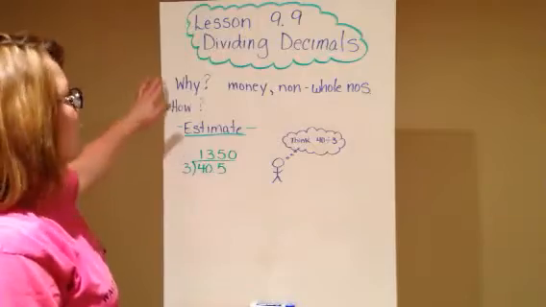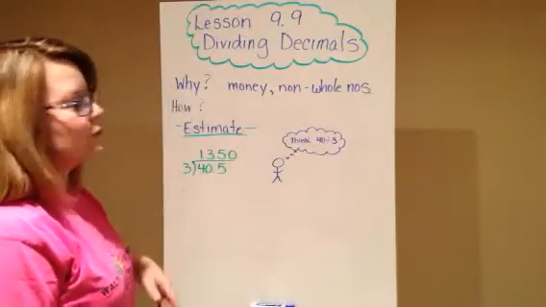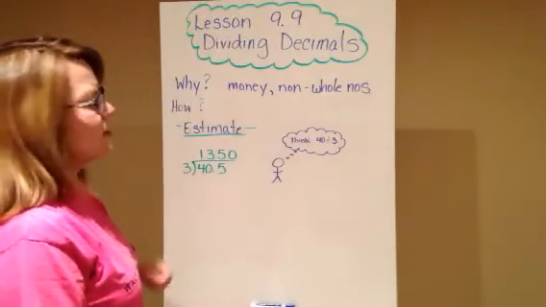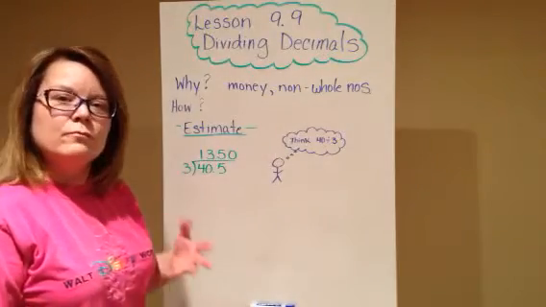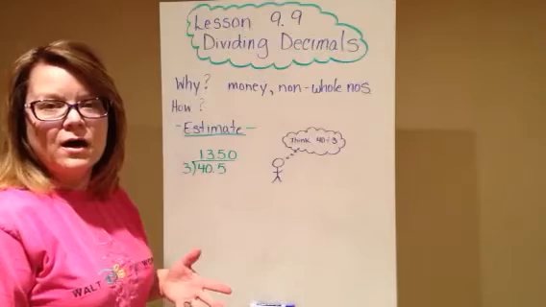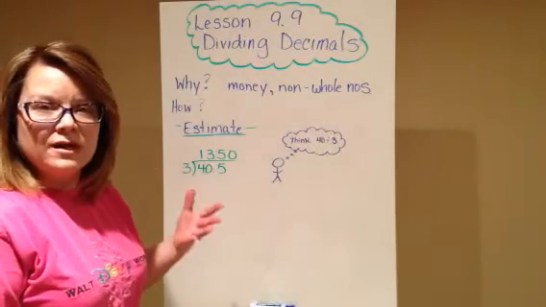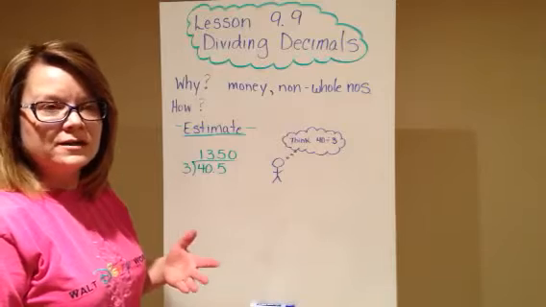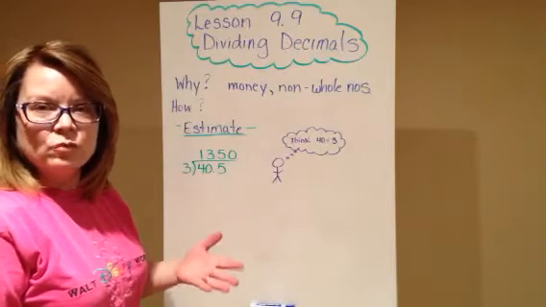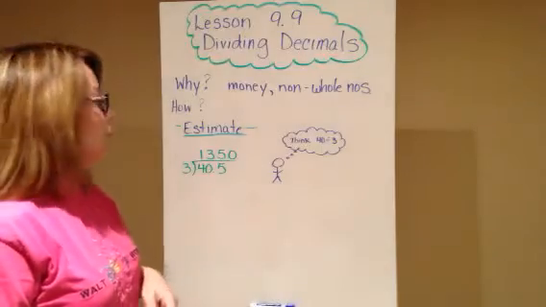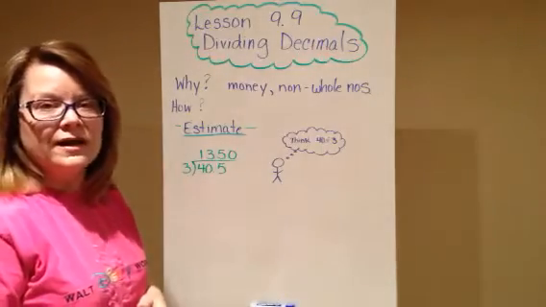We talked about the why: money and non-whole numbers. Those are just a couple of examples. But let's talk about the how. Remember when I taught the lesson on how to multiply decimals? We estimated with our products, and then we placed the decimal afterwards to see where it made sense. Today we're going to do the same thing with dividing decimals.